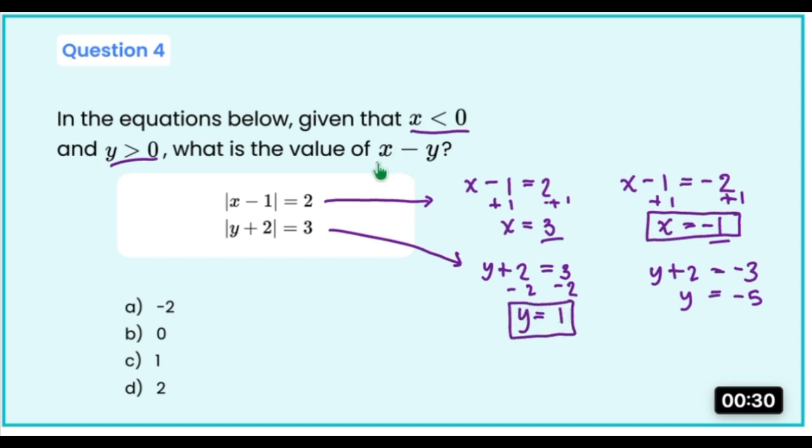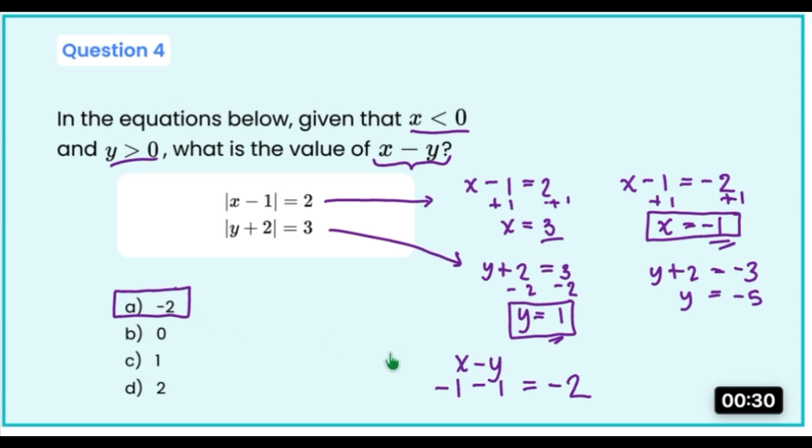And take note that we're solving for x minus y. So that means for x minus y, we just substitute the x and the y. So that gives us negative 1 minus 1, which is equal to negative 2. So the answer here is letter A.